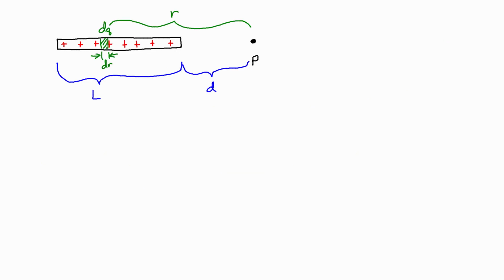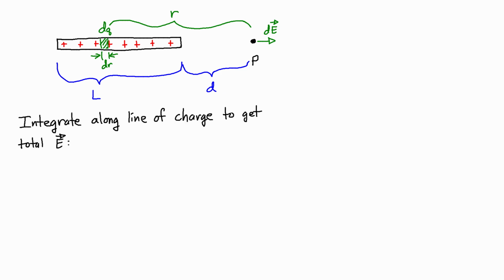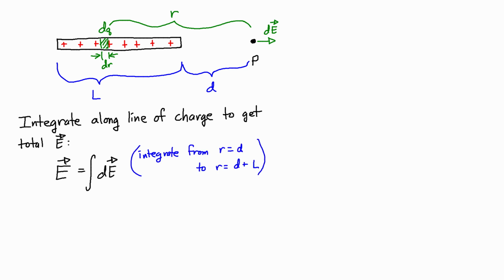So the next step is to integrate along the line of charge to get the total electric field. I'm going to integrate from r equals d, the close end, to r equals d plus L, which is the far end. Then I can substitute in the expression I had for dE from just before. So I have k times lambda times dr over r squared times r hat.